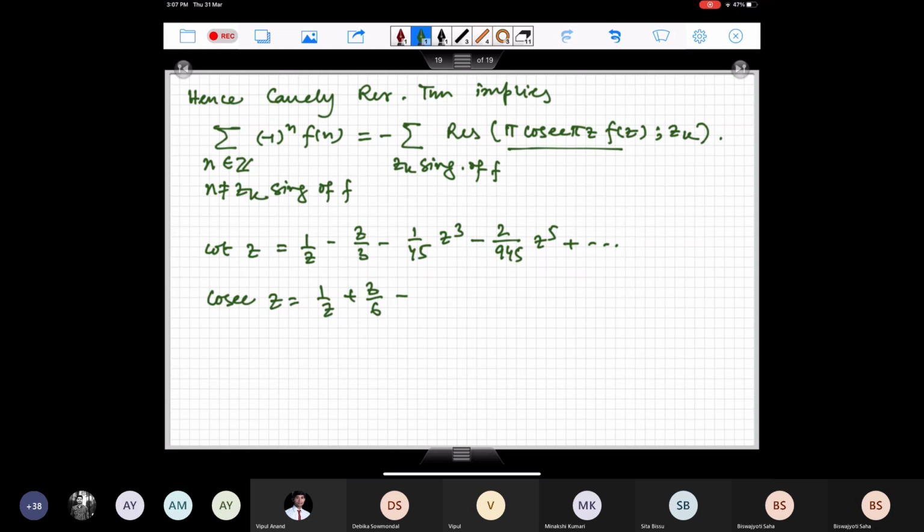and I do not remember now. 7 by 360 z cube. Anyway, so on and so forth. Of course, all of them are odd functions, so only odd powers are going to be there. Even powers are not going to be there.